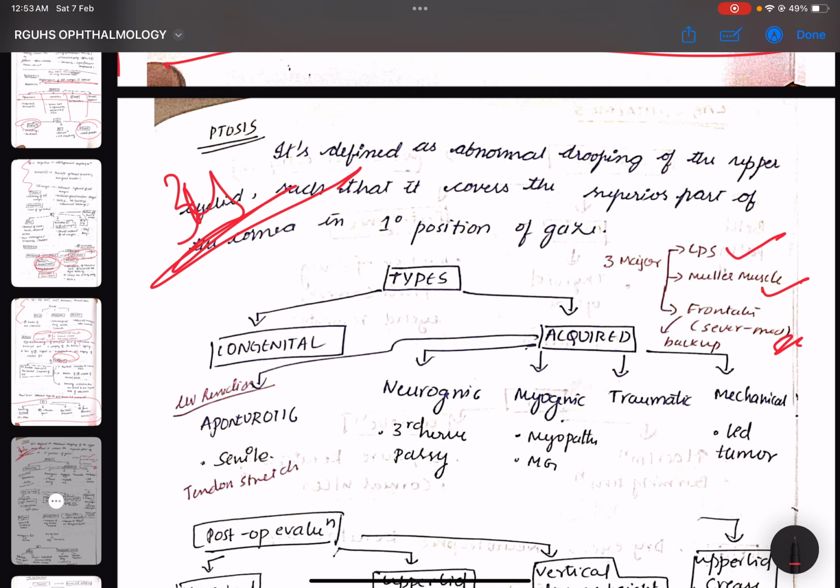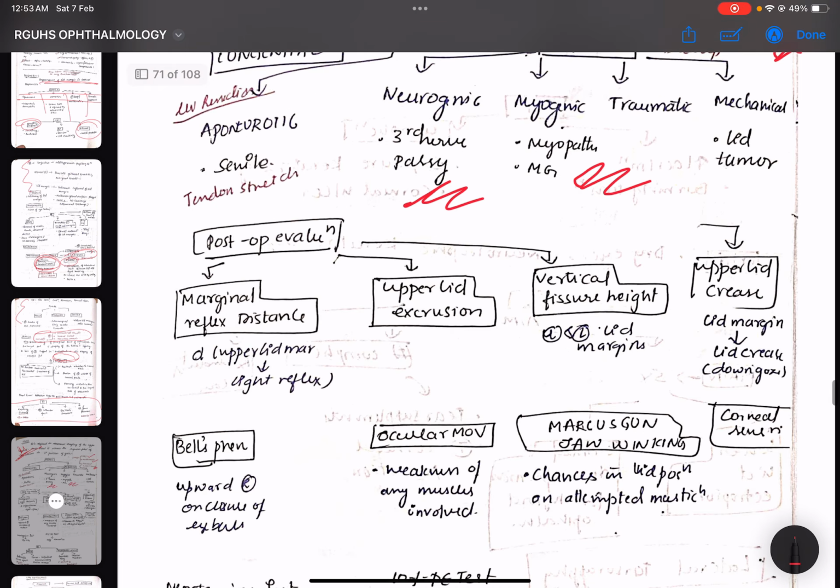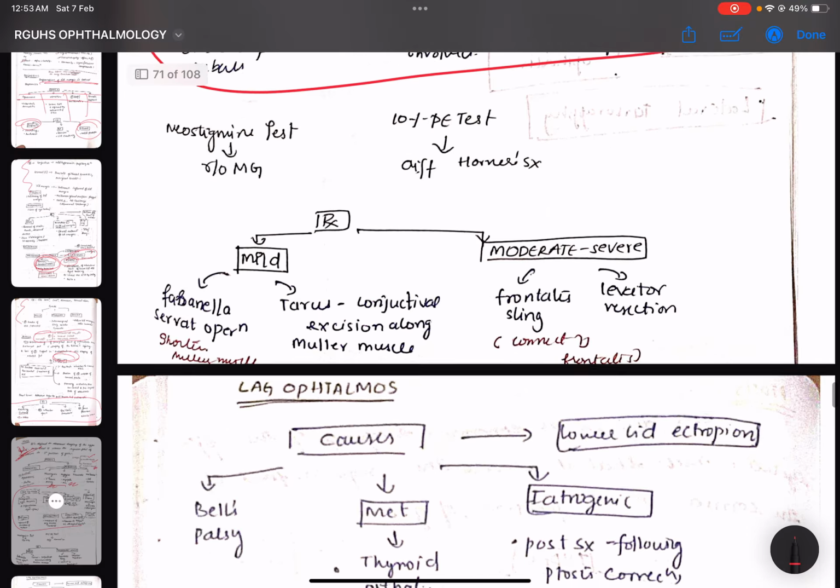Again, it might be either congenital or acquired. So if it's an acquired condition, again, what is the first thing? Again, nerves. So third nerve palsy or myogenic, conditions like these, and also mechanical. This is the post-operation. Obviously, you have to.